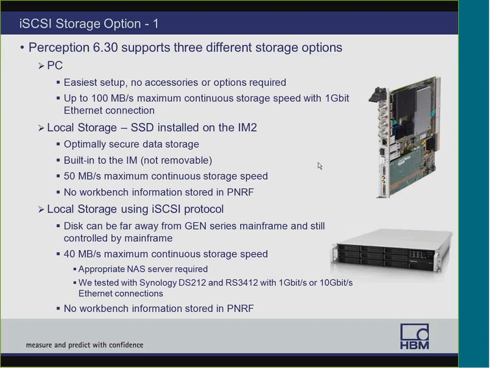The new third option is to have local storage using the iSCSI protocol. The advantage of this type of local storage is that the disk can be far away from the Gen Series mainframe, but still have a direct connection to that mainframe. Typical throughput rates are 40 megabytes per second, continuous storage rate, assuming an appropriate NAS server. The testing that we did was with a Synology DS212 and RS3412. And again, because this is local storage and not through the PC running Perception, you will not have any Workbench information as part of the PNRF file.